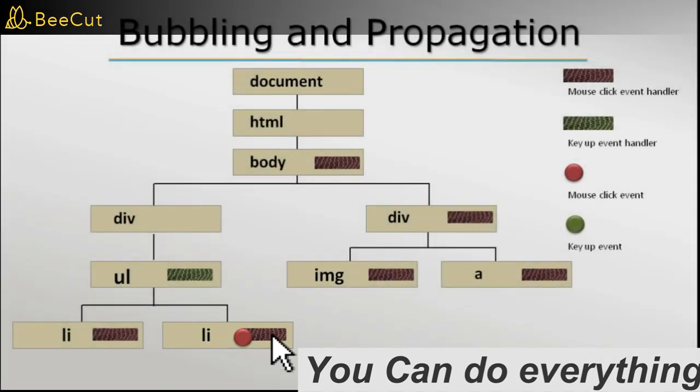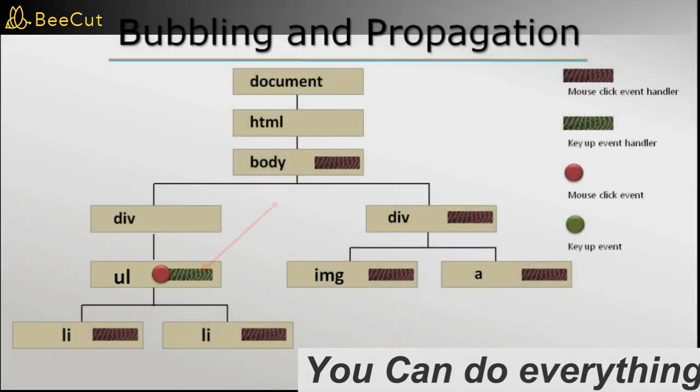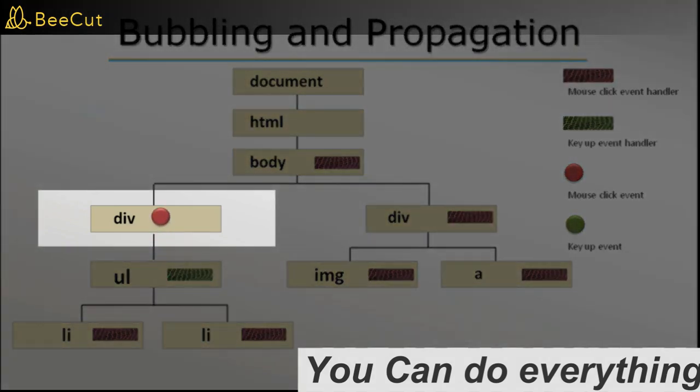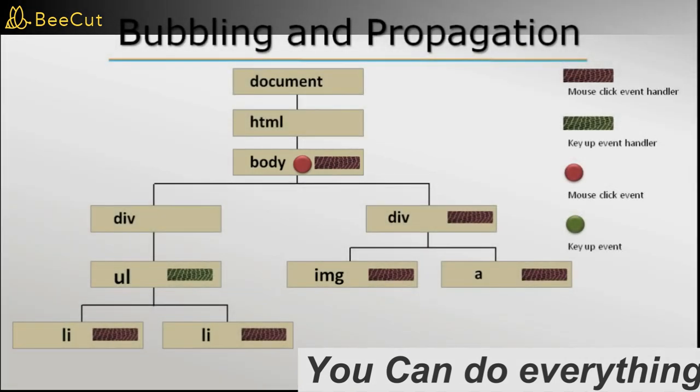And after this handler has handled the event, it is further propagated or bubbled up the chain to the parent of the list item, which is the unsorted list. And this has a handler, but that handler is registered with the key up event. So it is not the relevant handler. So the event is further bubbled up, and the parent div doesn't have a handler. So the event is bubbled up again to the body element, which does have a mouse click handler function. So now this function captures the event and does something about it.